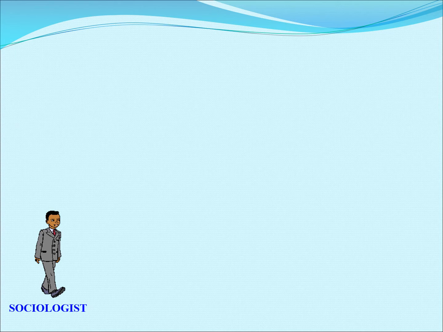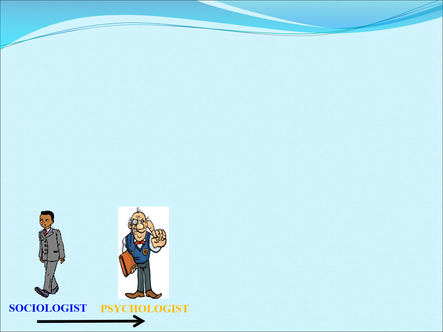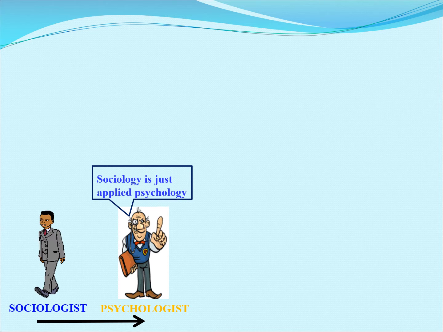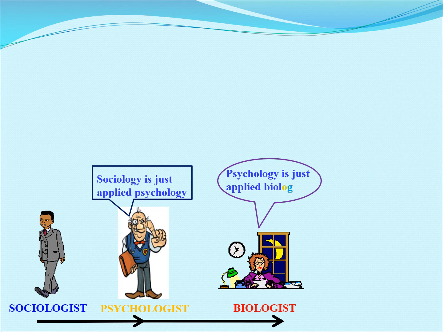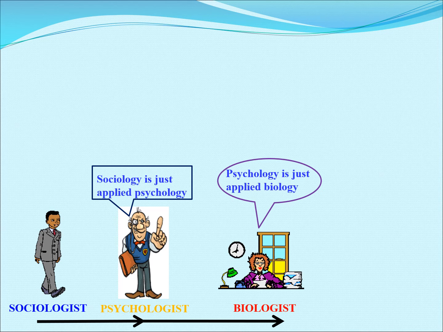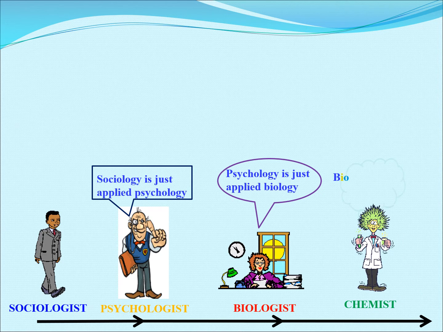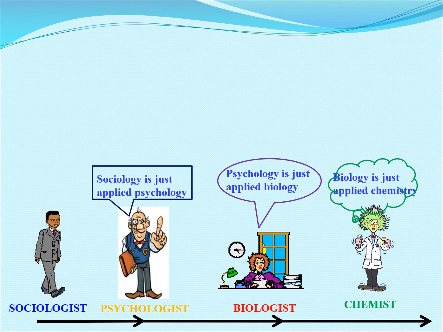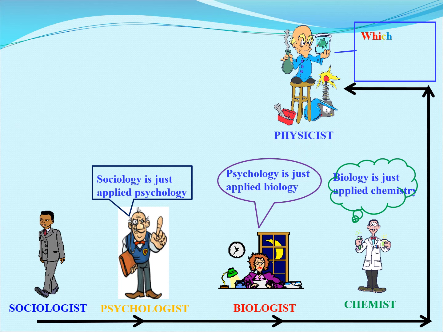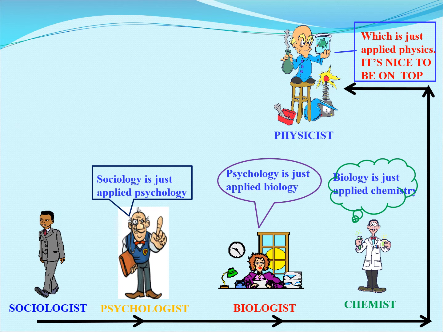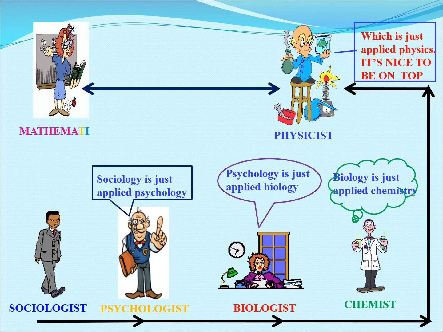Let's look at the role of physics in all natural sciences. According to the psychologist, sociology is just applied psychology. The biologist says that psychology is just applied biology, while the chemist says that biology is just applied chemistry. And the physicist says that chemistry is just applied physics. So, physics is on top of them all. And to use these natural sciences, we use mathematics as the tools.